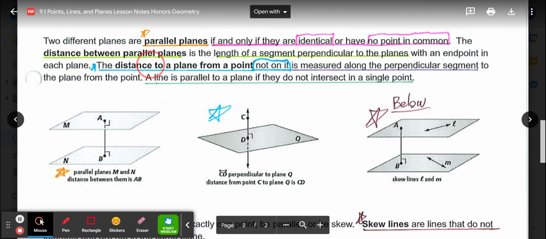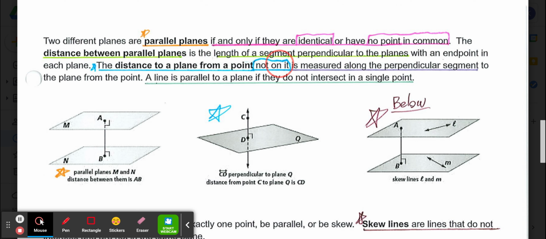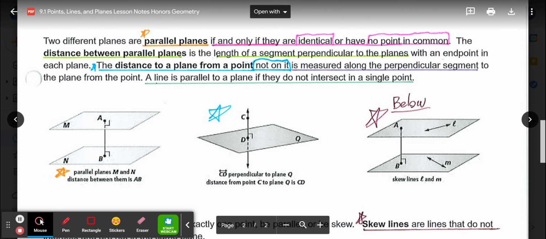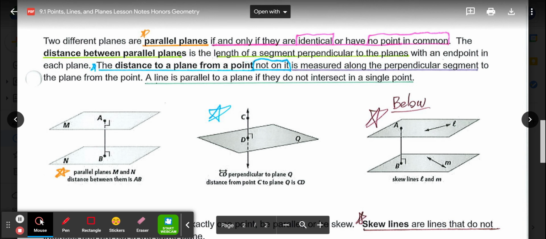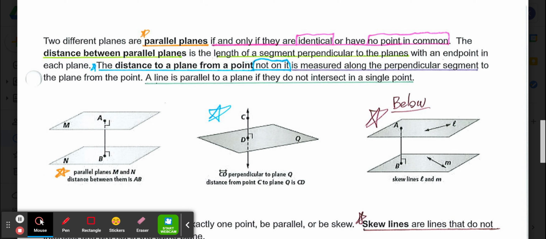Then we have the distance to a plane from a point not on it. So that's looking at this one here. Point C is not on plane Q. So the way we figure out that distance is measuring along the perpendicular segment from the point to the plane. So we would have to draw in the perpendicular segment here, C to D, and then we would measure the distance from C to that plane along that segment. And then a line is parallel to a plane if they do not intersect in a single point. So if the line never intersects the plane at a point, the line and the plane are parallel.